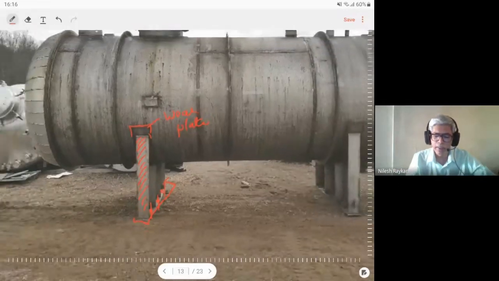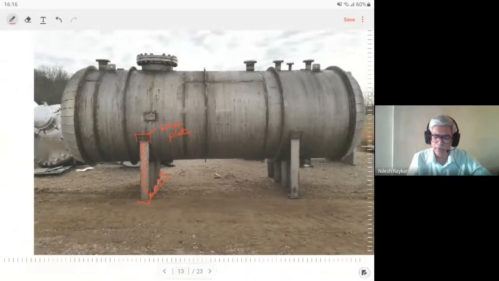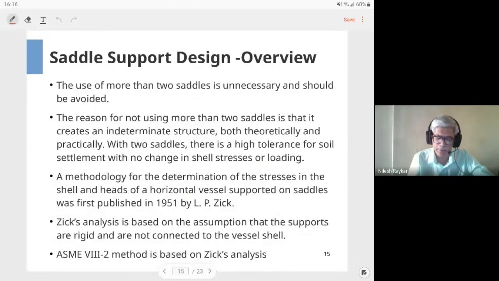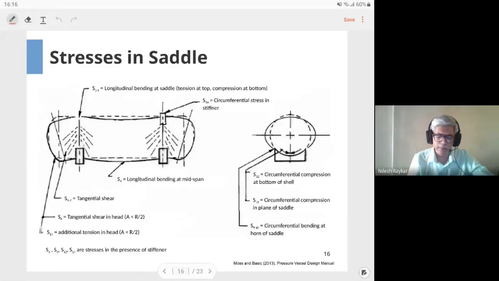The saddle design is done as per special calculations known as Zick analysis. So that part is mentioned here. The design methodology is based on the method given by Zick, and it involves calculation of various stresses in different regions. This slide is given mainly for your bird's eye view of the different types of stresses involved in the saddle design. And of course, no calculations are involved.